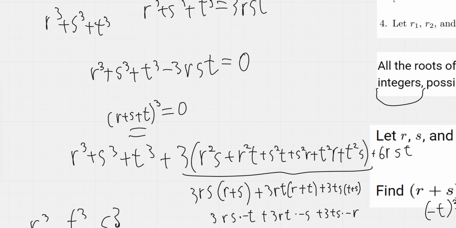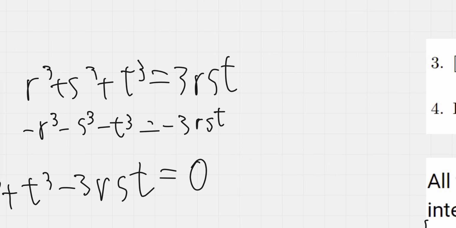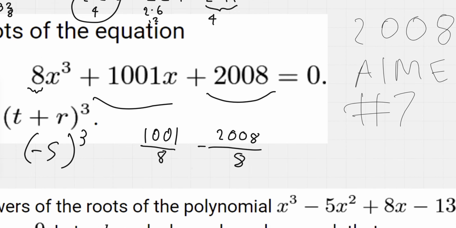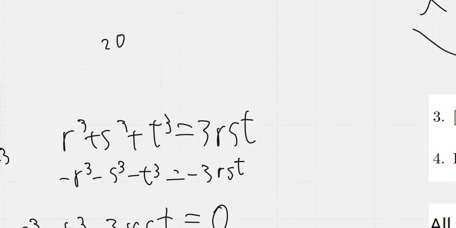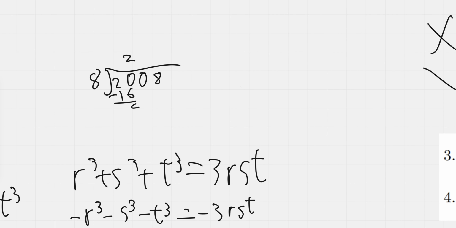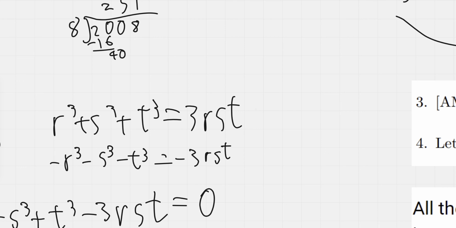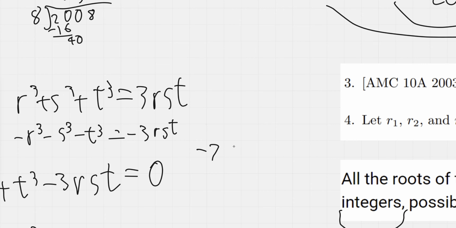And what we wanted is the negative of that. So we're going to say negative r cubed minus s cubed minus t cubed equals minus 3rst. And rst, if you remember, was negative 2008 divided by 8. So let's just quickly do the long division for that. You have 251 as 2008 divided by 8. So your answer should be negative 753.